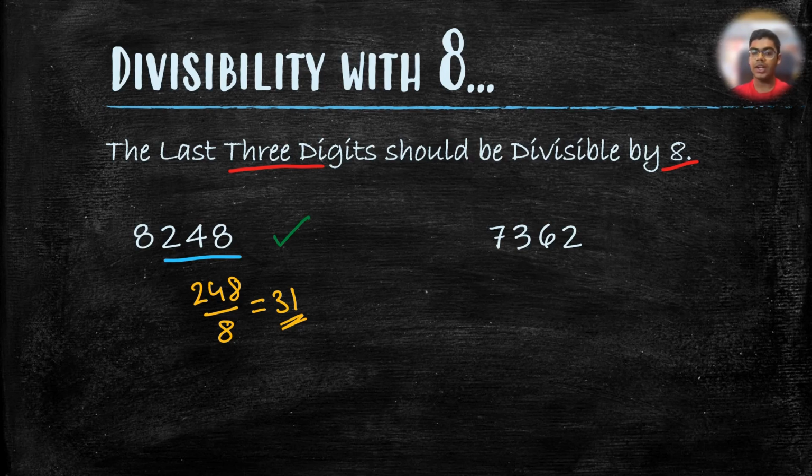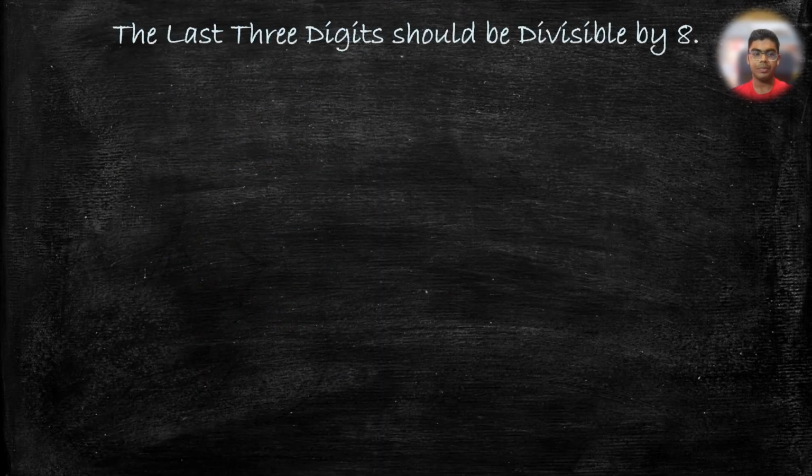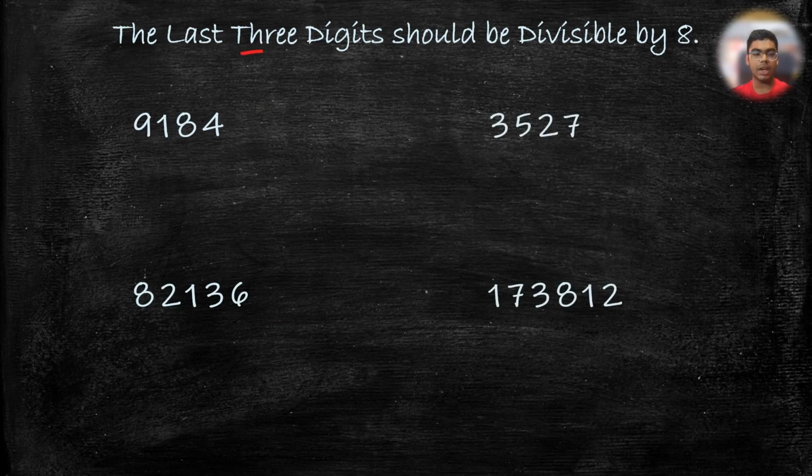Next, the last three digits for 7362 are 3, 6 and 2. 362 divided by 8 is 45.25, which is not a whole number. So 7362 is not divisible by 8. Let's have a look at more examples. Our next example is 9184. The last three digits are 1, 8 and 4.